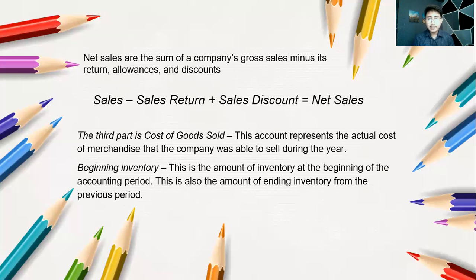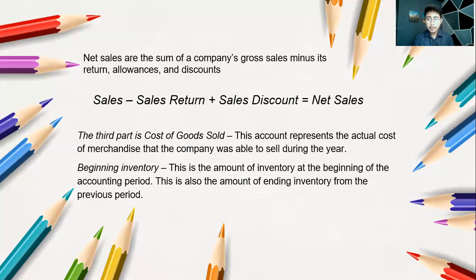So when we say cost of goods sold, these accounts represent the actual cost of merchandise that the company was able to sell during the year. So ibig sabihin, ito po yung actual cost natin sa isang merchandising business habang nagsisell tayo ng isang produkto. We also have the beginning inventory. So the beginning inventory is the amount of the inventory at the beginning of the accounting period. So kaya tinawag siyang beginning inventory because nasa unahan po siya ng accounting period.